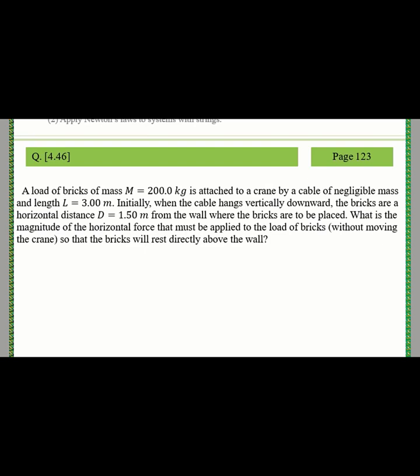A load of bricks of mass 200 kg is attached to a crane by a cable of negligible mass and length of 3 meters. Initially, when the cable hangs vertically downward, the bricks are a horizontal distance d, 1.5 meters, from the wall where the bricks are to be placed. What is the magnitude of the horizontal force that must be applied to the load of bricks without moving the crane so that the bricks will rest directly above the wall?